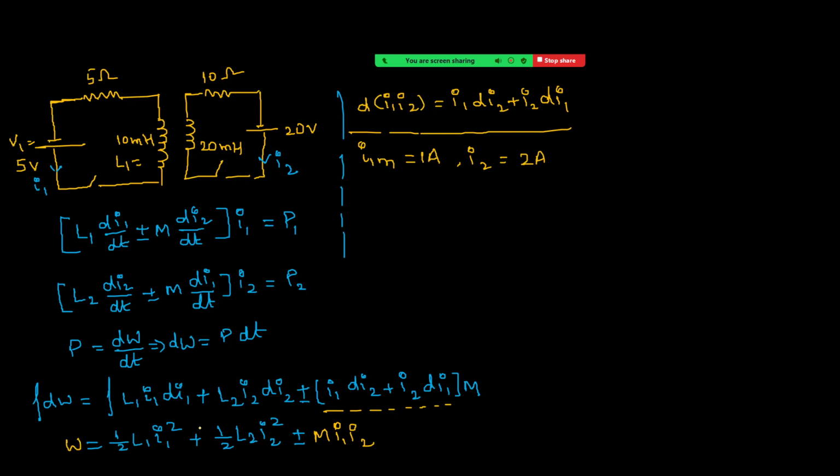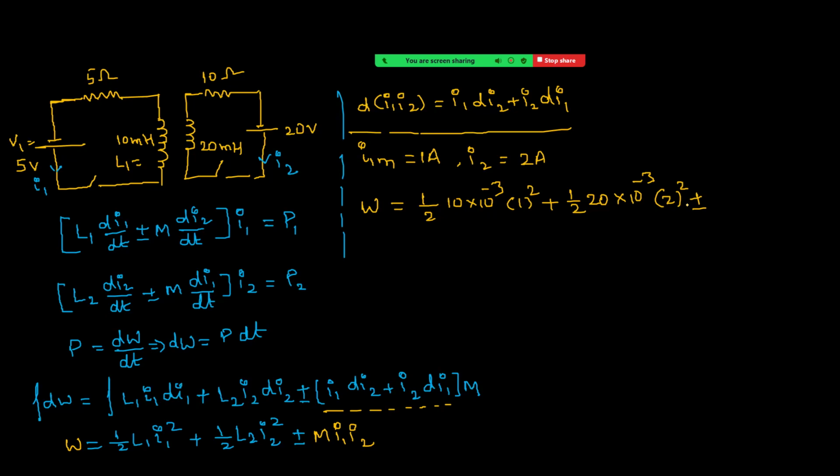So this work done stores in the form of magnetic potential energy, right? Then see what we are going to get. It is equal to a half. What is L1? L1 is 10 milli, so 10 power minus 3, I1 square, it is 1 square, plus a half L2 value 20 millihenry. Current is now peak value how much? 2 ampere. It is now 2 square plus or minus M value.